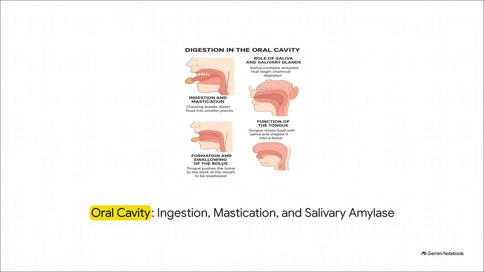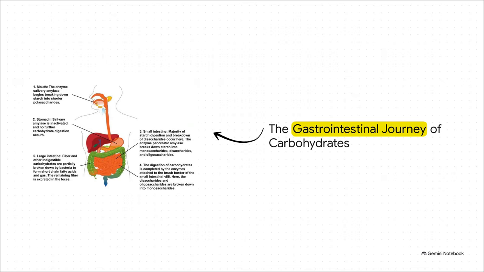The whole process kicks off right in the oral cavity. Here we have ingestion and mastication, which is just a fancy way of saying eating and chewing. But hey, it's not just a mechanical breakdown happening here. Fun fact, digestion actually begins the exact second saliva hits your food. Saliva contains an enzyme called salivary amylase, and this immediately starts chemically shearing those complex starches down into shorter polysaccharides before you even swallow your first bite. Following the food down the GI tract, it hits the stomach.